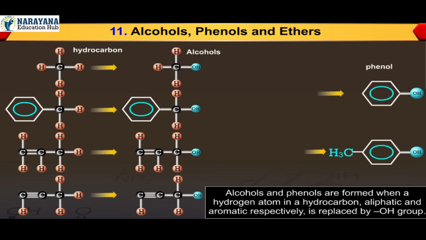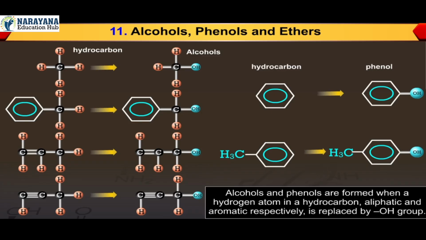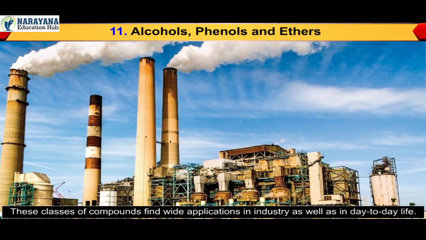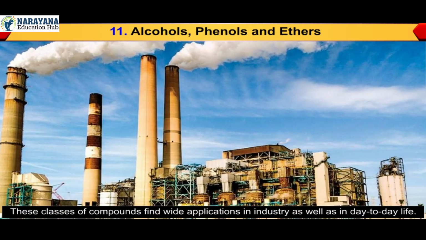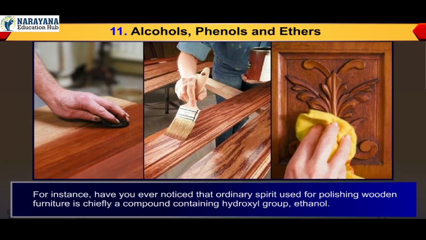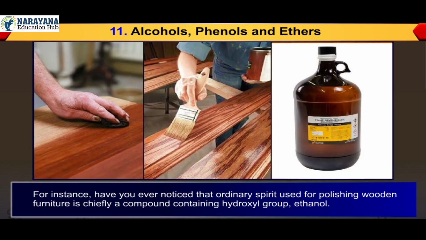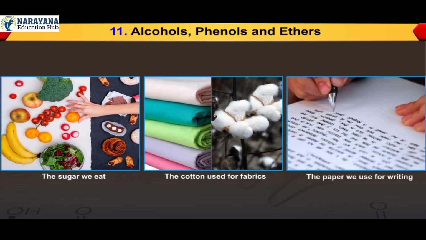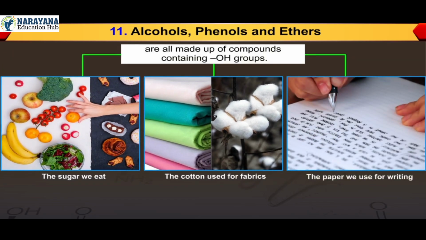Alcohols and phenols are formed when a hydrogen atom in a hydrocarbon, aliphatic and aromatic respectively, is replaced by -OH group. These classes of compounds find wide applications in industry as well as in day-to-day life. For instance, have you ever noticed that ordinary spirit used for polishing wooden furniture is chiefly a compound containing hydroxyl group, ethanol? The sugar we eat, the cotton used for fabrics, the paper we use for writing are all made up of compounds containing -OH groups.